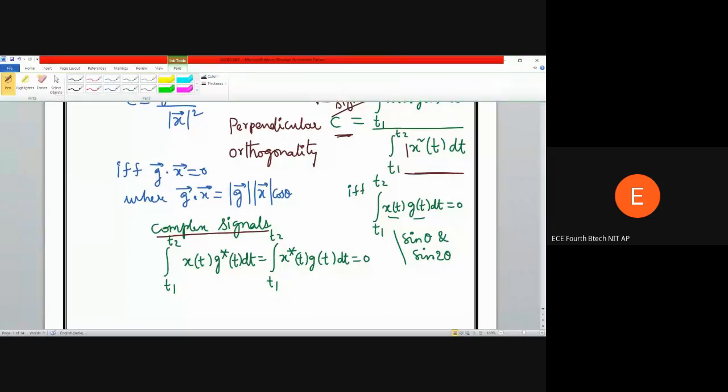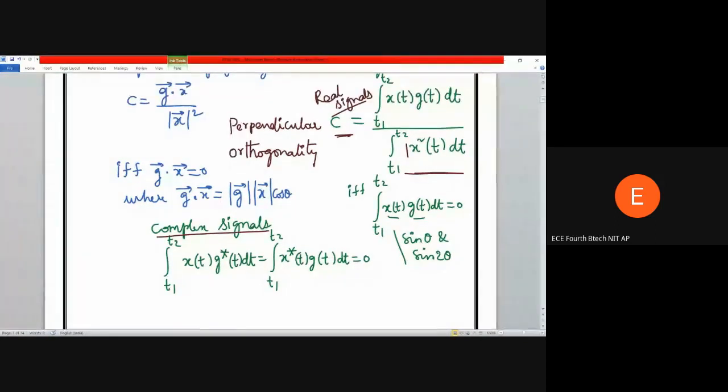So for complex signals, the equation gets modified: you will have the magnitude squared of x of t, because we will be taking the magnitude. If you compare this denominator and this denominator, you can say that there is an analogy between the magnitude of a vector and the energy of a signal. Okay, so we even defined the energy signal and power signal.